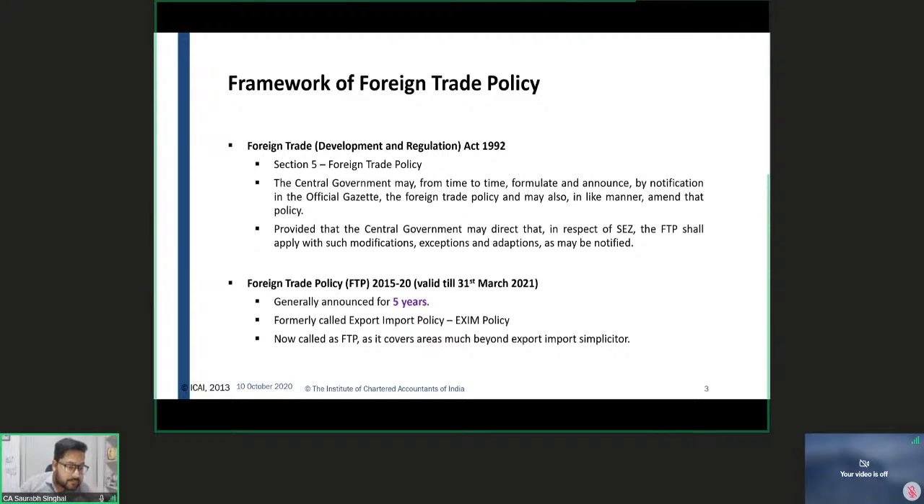This was one of the amendments that you have to remember as part of your November 2020 examination. This notification has come only lately, prior to 30th April 2020, that the foreign trade policy for the previous 5 years is now being extended by 1 more year. So the next policy for 5 years will come only on 1st of April 2021.